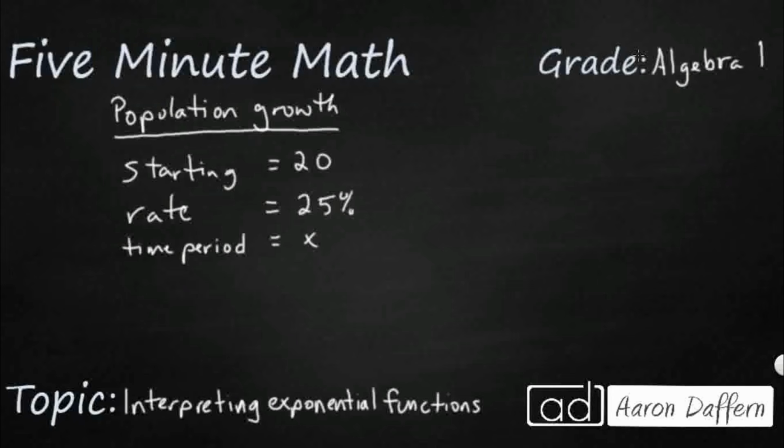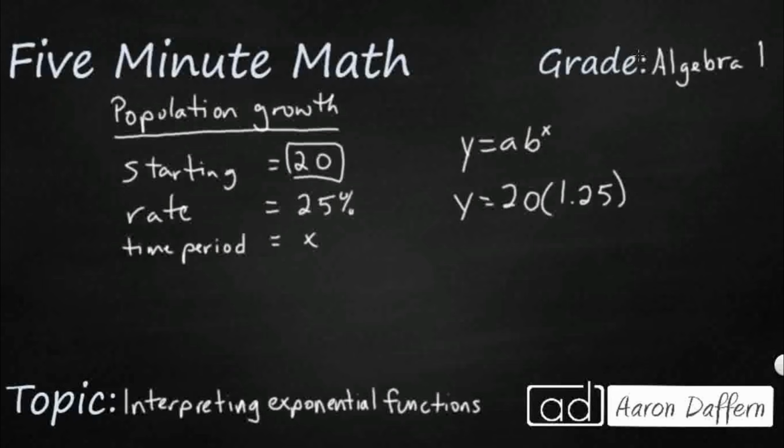So how would we use our exponential function for that? Remember, y equals a b to the x. Our a is your constant, so look for that. That's 20. Your b is going to be the rate, but remember, you need to add the 1 to keep the initial amount there. So 1.25. And then the time period is going to be your exponent. And that's how we would interpret exponential functions.